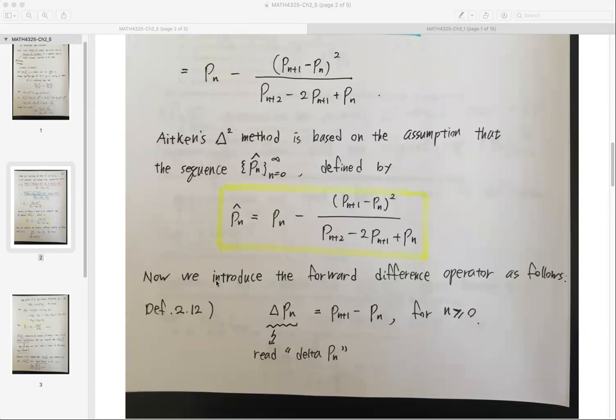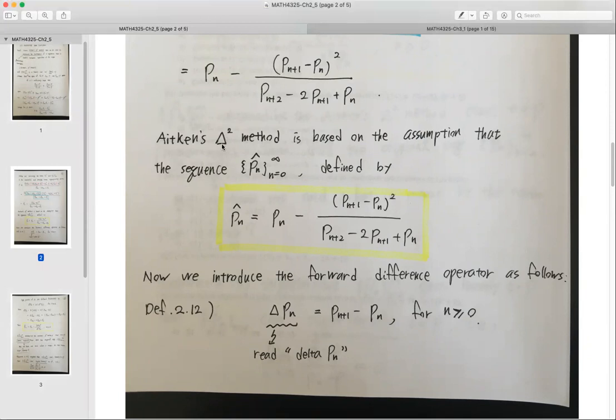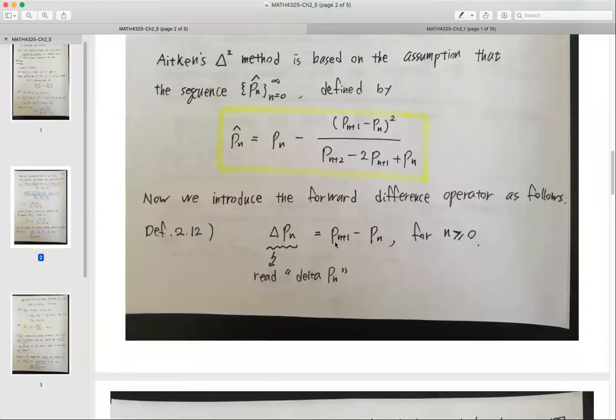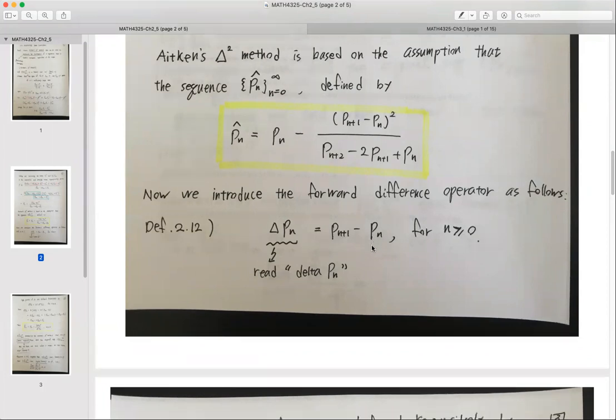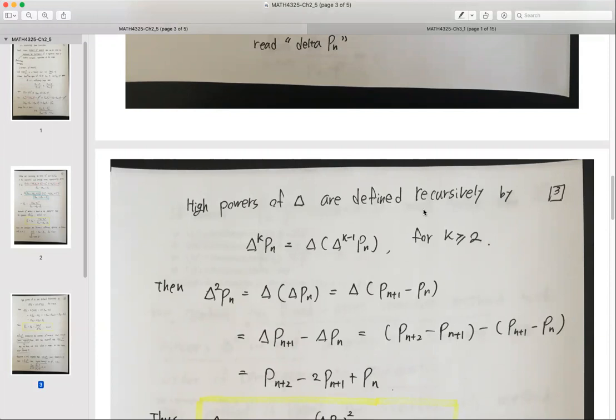Okay, so now I'm going to introduce the forward difference operator. We read this symbol as delta, and here delta is called the forward difference operator, defined by delta p sub n equals p sub n plus 1 minus p sub n. Okay, so delta p n means the next term in the sequence minus the current term in the sequence. Now, higher powers of delta are defined recursively by this: delta to the kth power p n is delta times delta to the k minus 1 power p n.